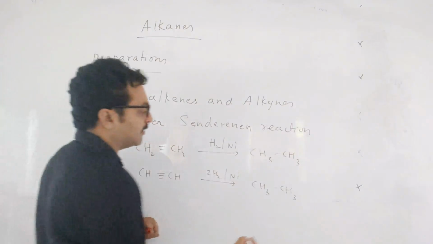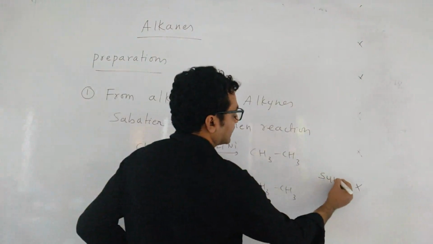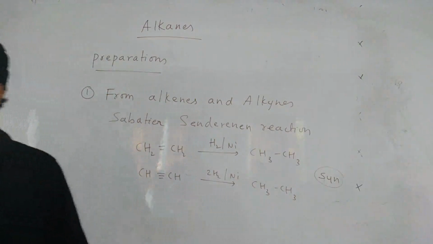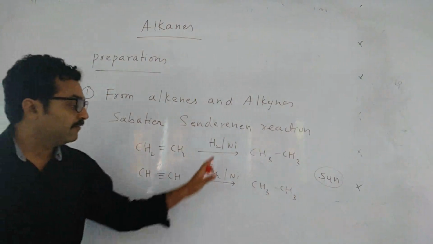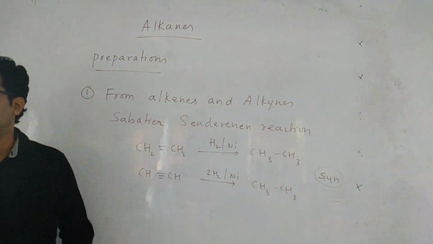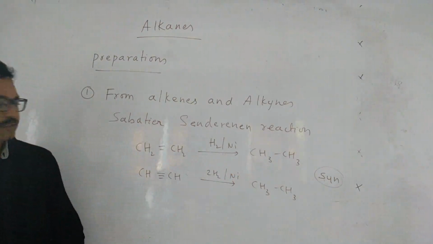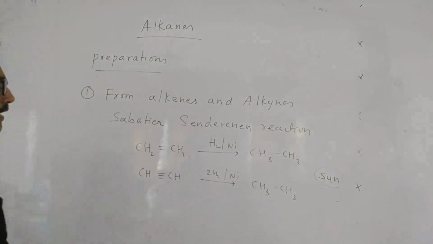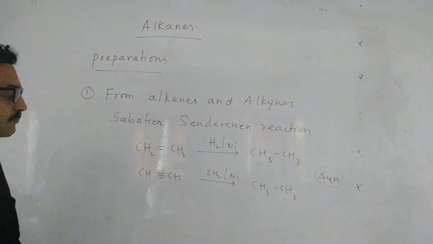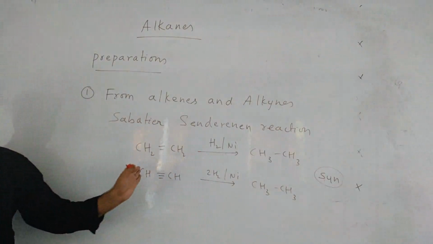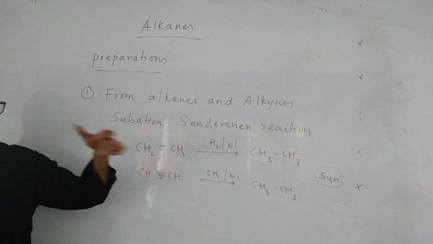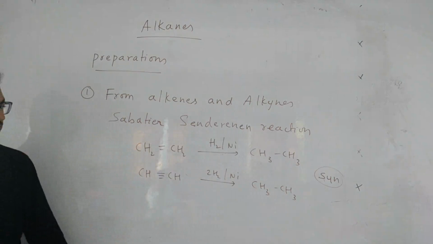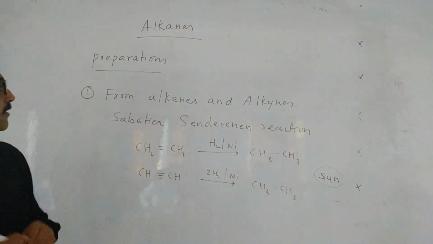Here, what are the important points to learn? It is a syn addition, which means both the hydrogens will come on the same face. If Br2 in CCl4 is there, that is anti addition, I told you. So this is what addition? Syn addition. Suppose you take an unsymmetrical alkene, then also both hydrogens will be added from the same side.